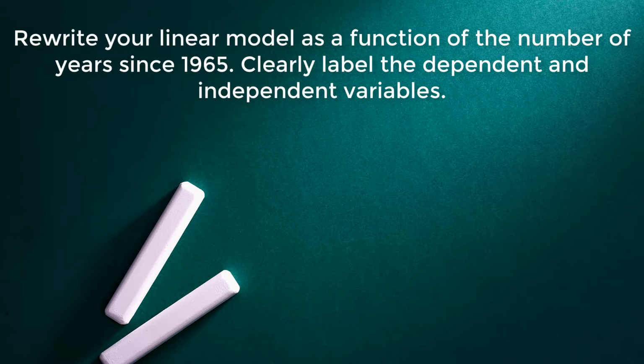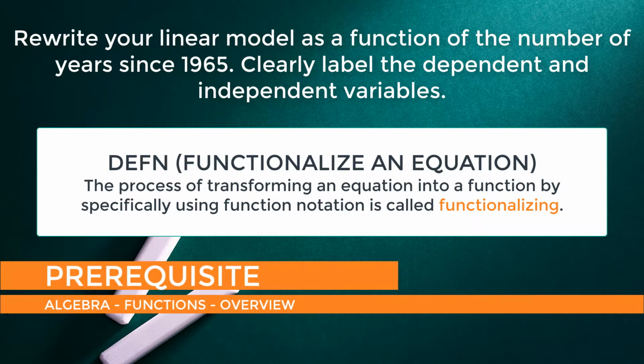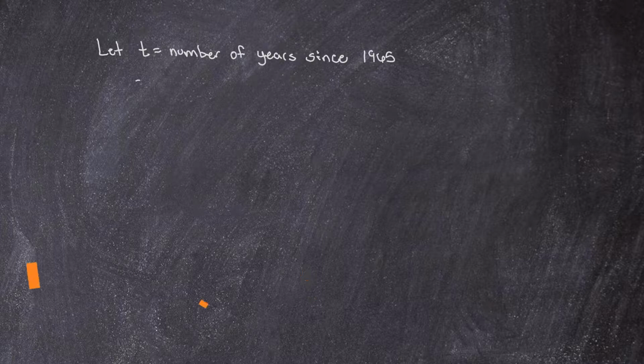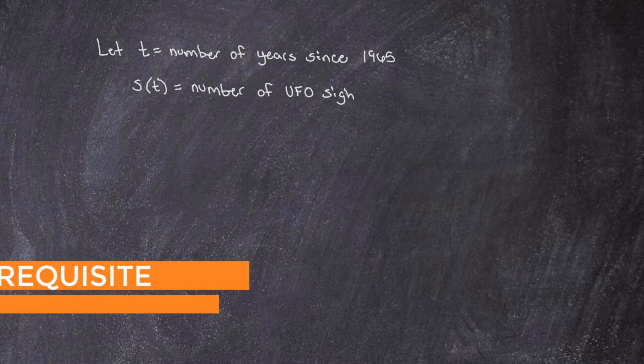A simple freebie question that you should be able to quickly handle is this one. We're just being asked to functionalize the model. This is a great Scrabble word, and I'm using it here in an alternative definition, but I hope you get the point. We just want to turn our linear model into a function. The process of doing this is pretty simple. Instead of x and y, we're just going to use t and s. T will represent the number of years since 1965, and s of t will represent the number of sightings that year.